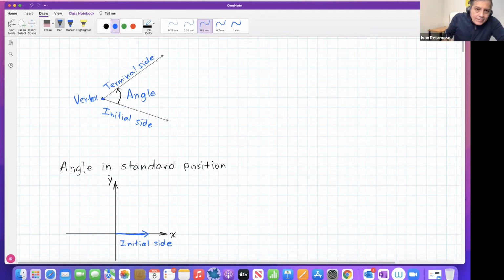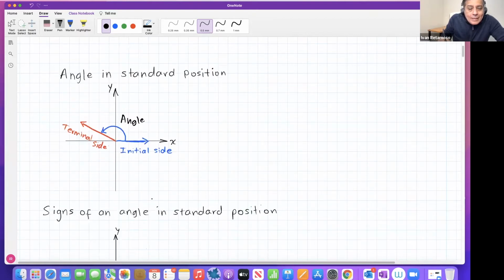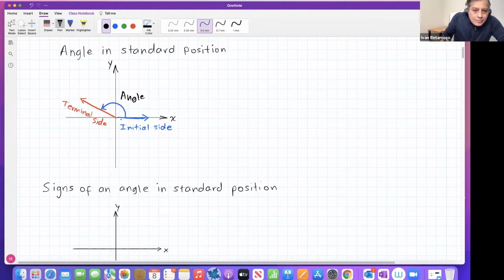Now, the terminal side may be somewhere else, right? So let's say you start a rotation and you stop here. Well, then your terminal side should be this, right? Terminal side. So you got the angle in a standard position. Very good, guys. So that's the angle, right? Now, once you got your angle in a standard position, it's easier to work with the angle, because you can think of assigning signs to the rotation of the angle. For example, if you do the rotation clockwise or counterclockwise, you can associate signs to that.